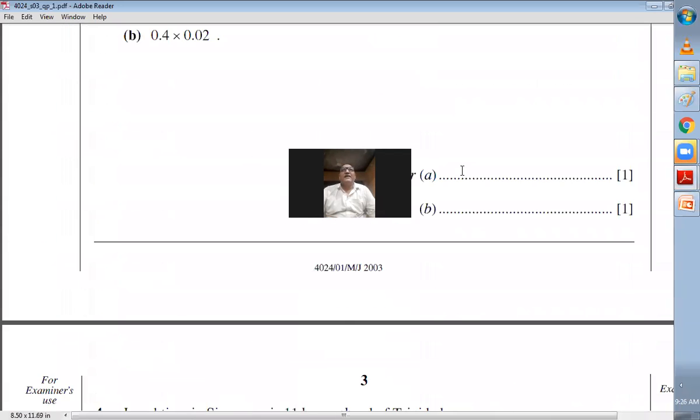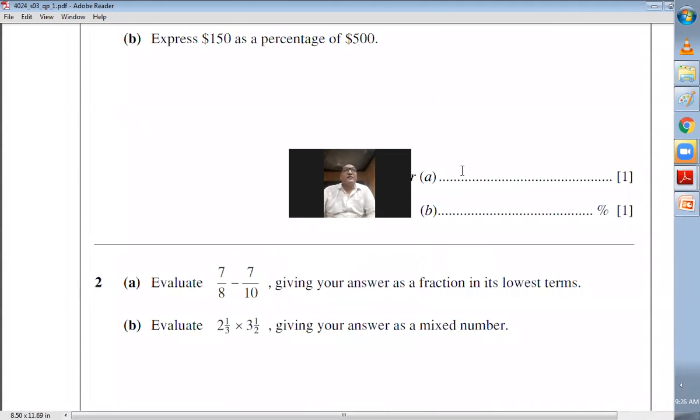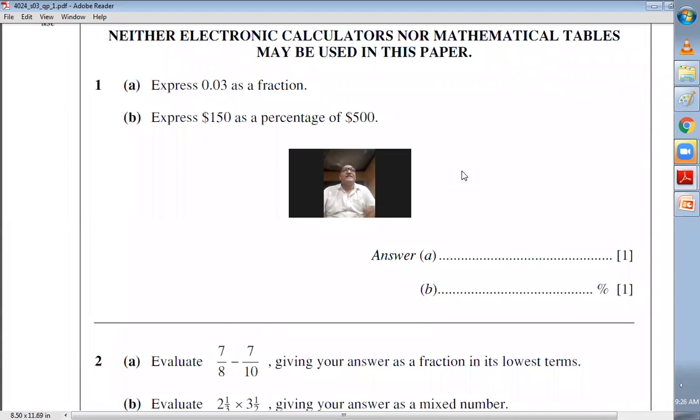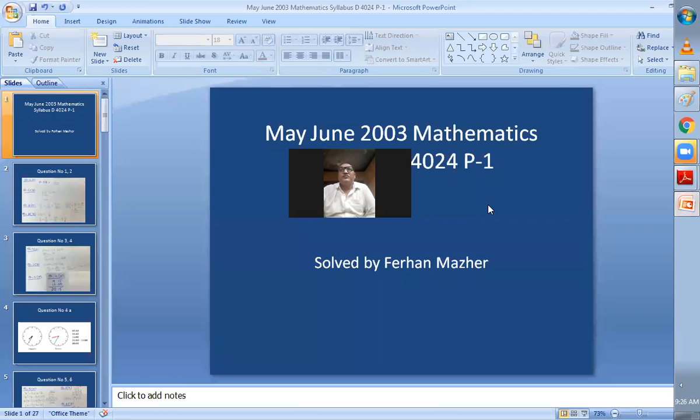So here we have the question number coming up on your screen. Question number 1, he says express 0.03 as a fraction, and then he says express 150 as a percentage of 500. So these are the two parts. The first part, you have to represent this in a fraction. In the second part, you have to express 150 as a percentage of 500. So let me show you how I have done this.